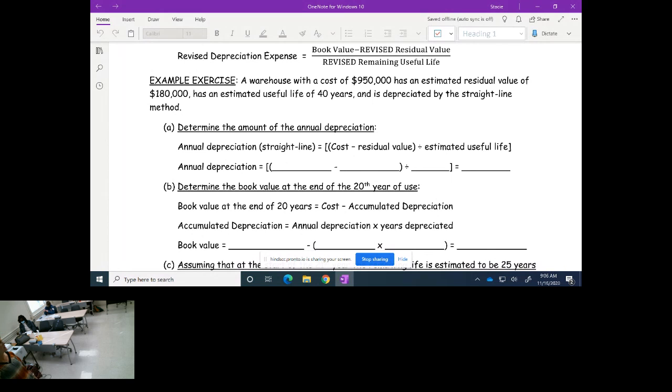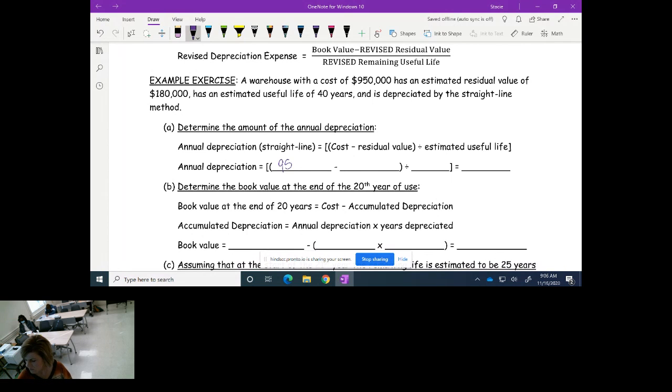So what's residual value mean? It's the value of the asset just not being used anymore. Right. It's the estimated value of the asset when they're done with it. That's right. So we'll take $950,000 and we'll subtract out that $180,000 that is the expected residual value.